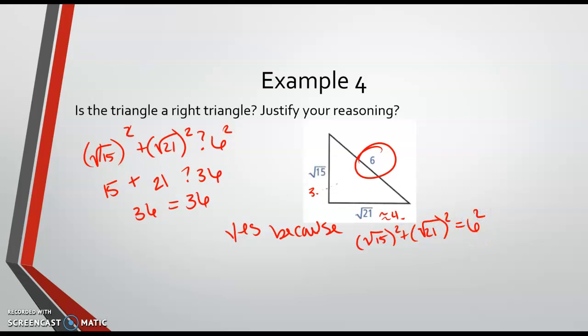That is it. I know you may be sitting there going, Mrs. Cartwright, it really can't be this easy. It is. a squared plus b squared, is it equal to c squared? If it's not, it's not a right triangle. If it is, you've got a right triangle on your hands. That's how it works. All right? Until next time, 8th grade.